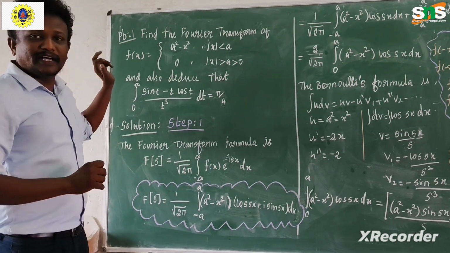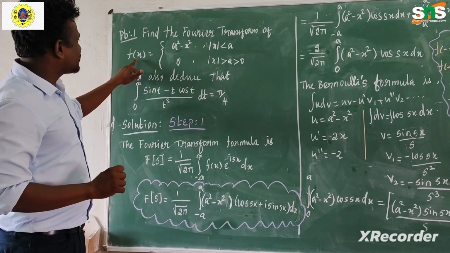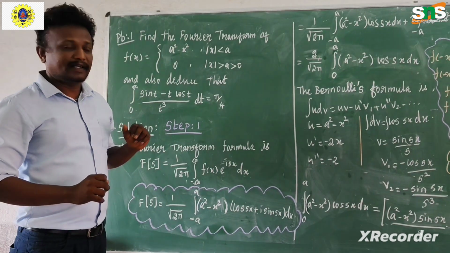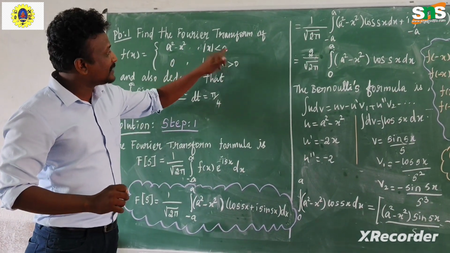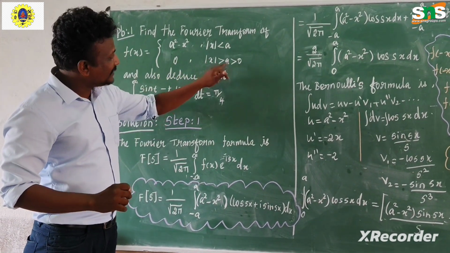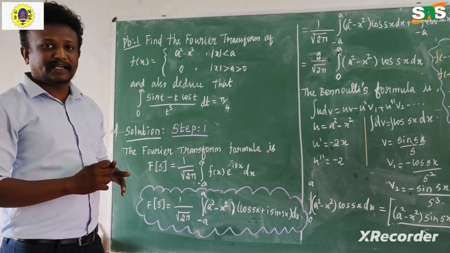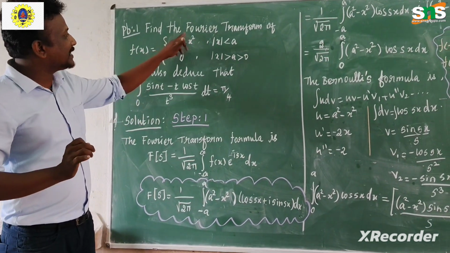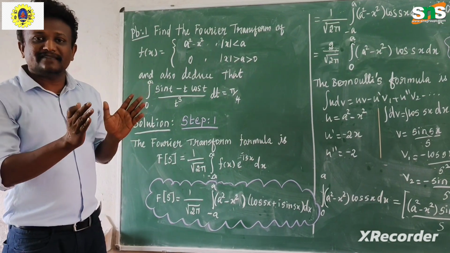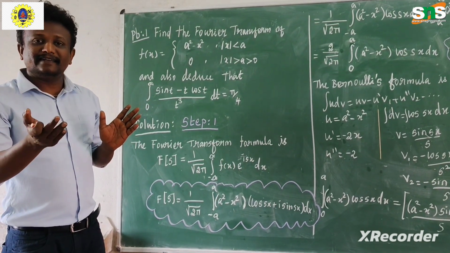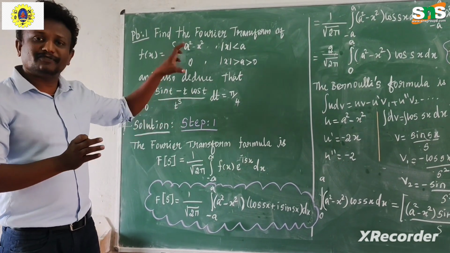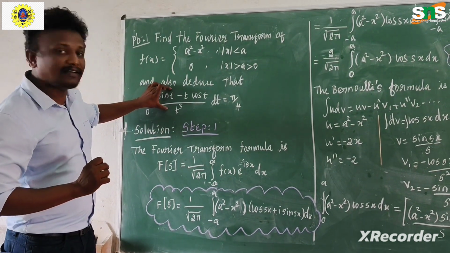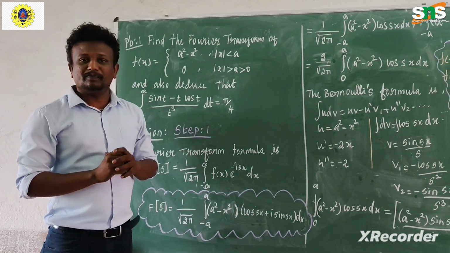So here we are given a function f of x which is defined by a square minus x square, when mod x less than a. If mod x greater than a, then your function is 0, right? So here, our task is to find its Fourier transform in the first case. In the second case, with the help of that Fourier transform result, we need to deduce this definite integral, which is equal to pi by 4, okay?